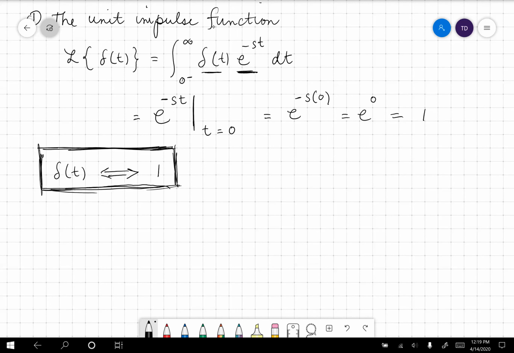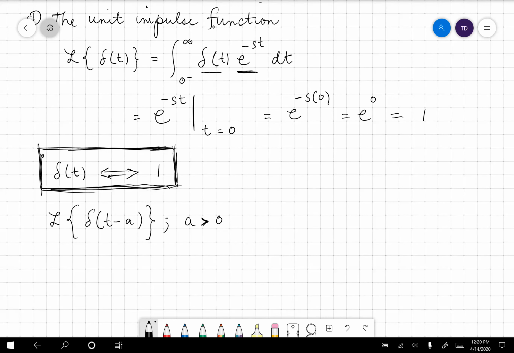I'm going to do another one, but this one is particularly easy. The Laplace transform of delta of t minus a. And I'm going to restrict this: the restriction is that I want a to be greater than 0. Any idea why I want a to be greater than 0?